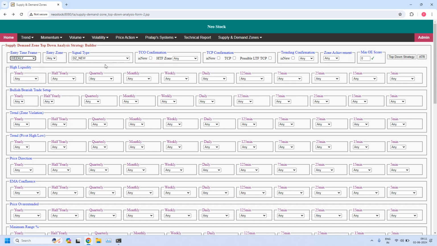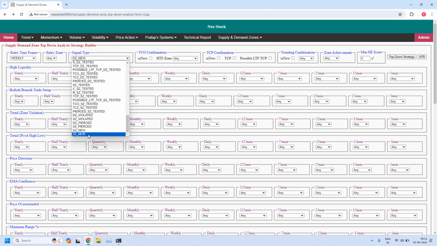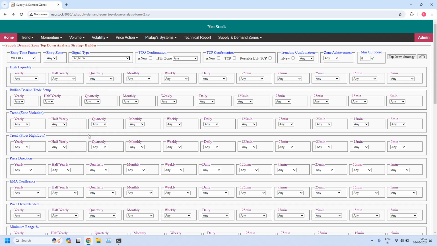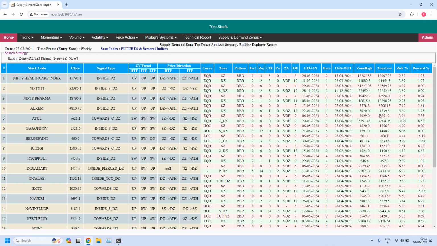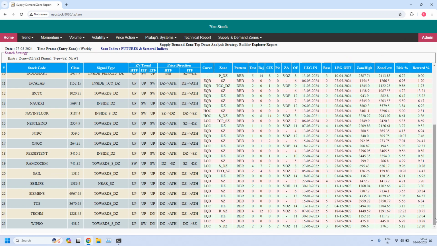Okay, let me go back. For weekly time frame, let us find the stocks having newly created weekly supply zones. Oh, a good number of weekly supply zones are created during this week. Nifty IT, Nifty Pharma also, indices, Nifty Healthcare. Okay, let me scroll the list down. So total 25 stocks. These 25 stocks are having newly created weekly supply zones.